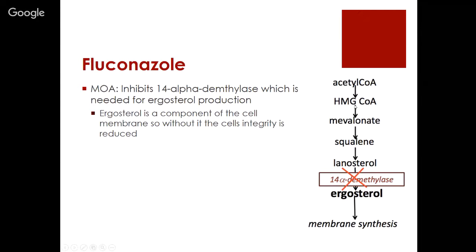So you've got this whole process where you've got the acetyl-CoA, it becomes cholesterol, and it goes on. Eventually it goes from here to here, and that's what goes into the cell membrane. If the enzyme is inhibited, or if any of these enzymes along here are inhibited, you're not going to be able to make the next product. And this is the product that you need in order to make the membrane quite strong and impermeable. So fluconazole inhibits the 14-alpha demethylase enzyme, which is needed for ergosterol production. Without that, the cell wall's integrity is lost.